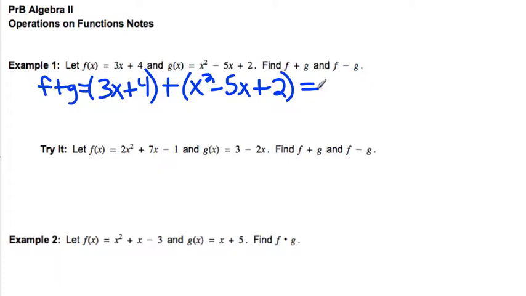Adding is super easy. All you have to do is combine like terms. So x squared does not have any like terms. And then I've got 3x and negative 5x. So I'm going to add those. And 4 plus 2, which is 6.